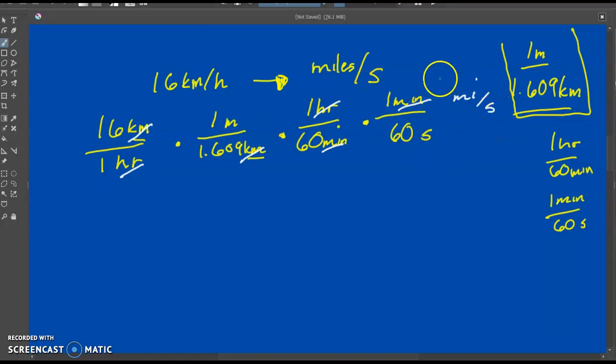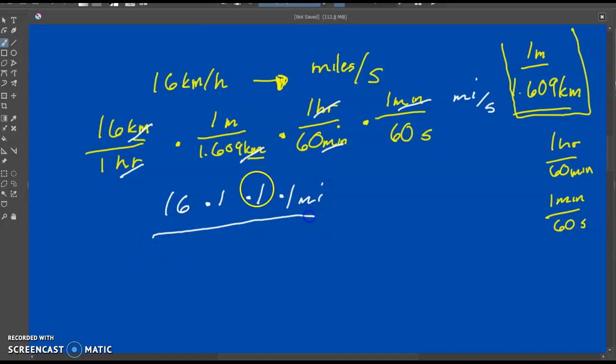All right, so in order to do this math, we just need to start multiplying, right? We can set this up. We'll have 16, and we'll leave times 1 times 1 times 1. And this is in terms of miles, because that's our only unit left. And we're dividing that by 1 times 1.609 times 60 times 60.